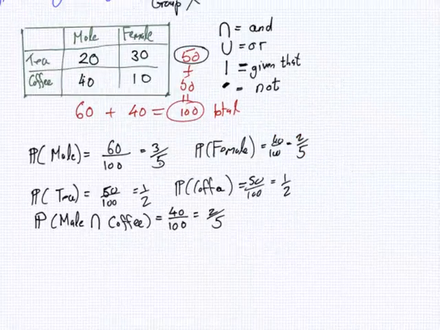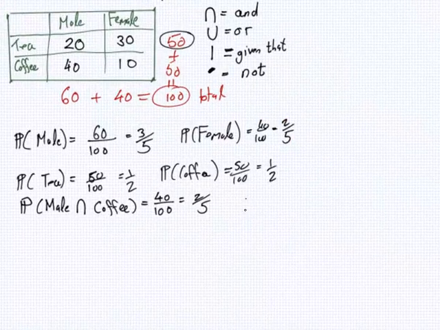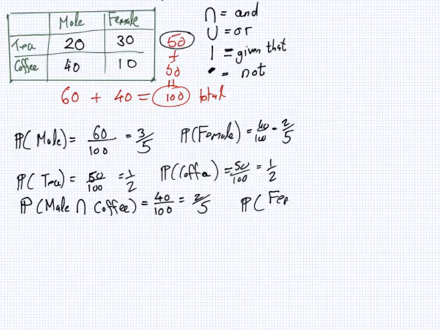Okay, let's try another one. Probability that they're female and that they drink tea. Very good. 30 over 100, which is 3 over 10, isn't it? Yeah.